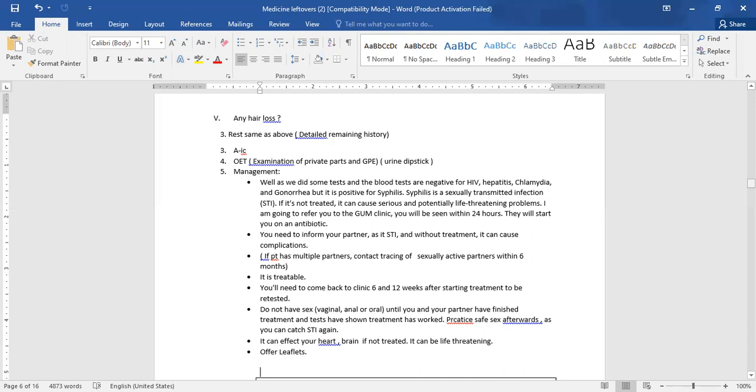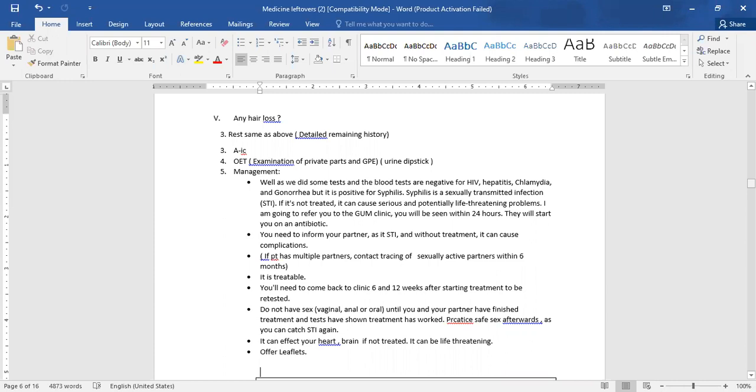If the patient has multiple partners, talk about the contact tracing by using the patient notification program. Patient might say, is it treatable, is it curable? Mention that it is curable, and then mention you will need to come back to the clinic 6 to 12 weeks after starting the treatment to be retested. And please do not have sex until you and your partners have finished the treatment and tests have shown treatment has worked. Practice safe sex afterwards, as you can catch an STI again.